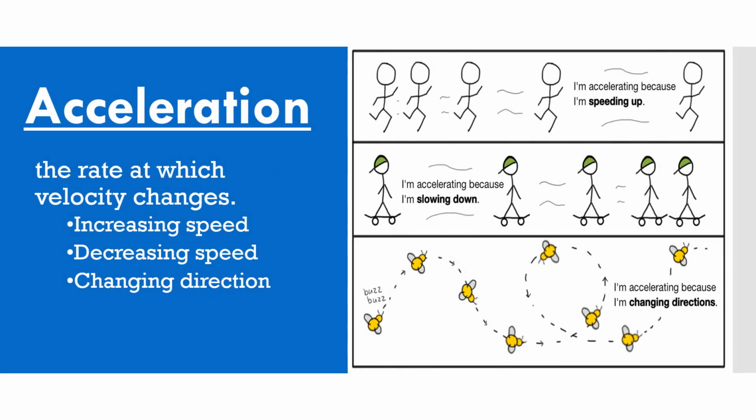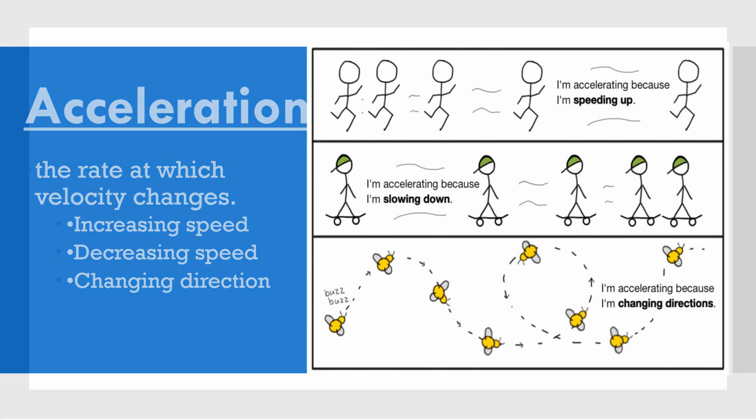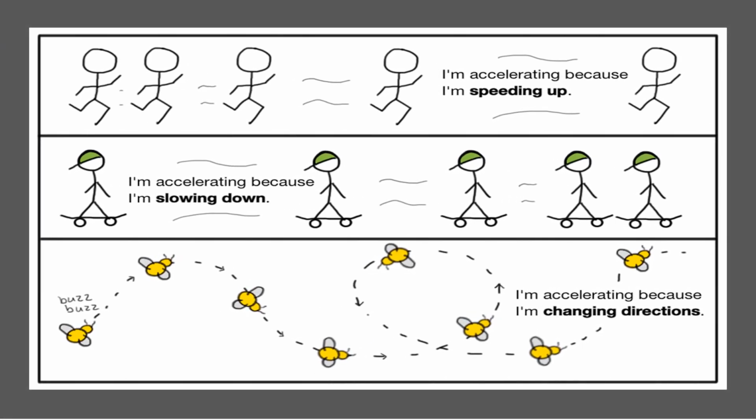So acceleration is the rate at which velocity changes. Velocity. Because if you remember, we said that acceleration was an example of a vector. And vectors have direction. So here we have any kind of increasing speed, any kind of decreasing speed, any change in direction. So just a little cartoon-like visual for you. I highly suggest you draw this out in your notes. It will really be helpful as a visual to show you how acceleration works.